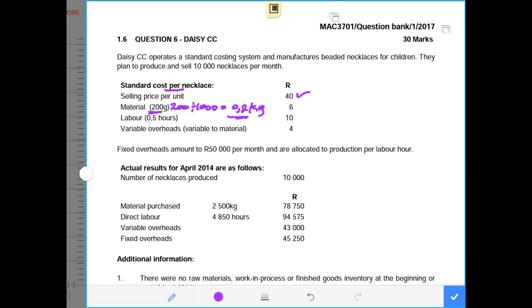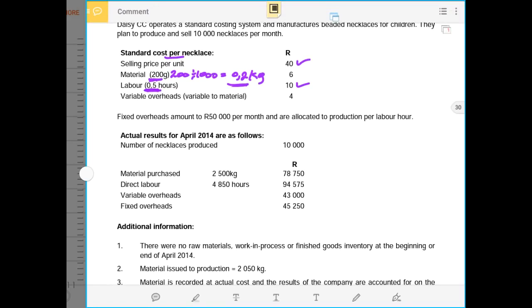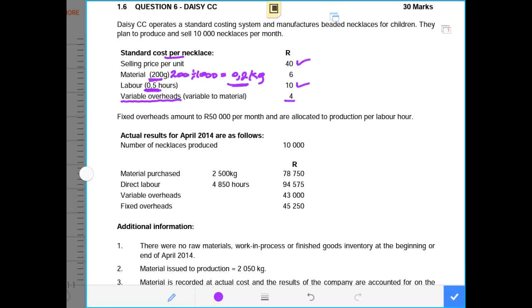Then after, we are given our labor hours per unit, which is 0.5 hours of labor, and the cost of labor per unit will be 10 rand. So it takes 0.5 hours to complete one unit, meaning only 30 minutes. If they wanted, they could have said 30 minutes. We then have variable overheads of 4 rand per unit. And this variable overhead varies with the material. Then that was the standard information.